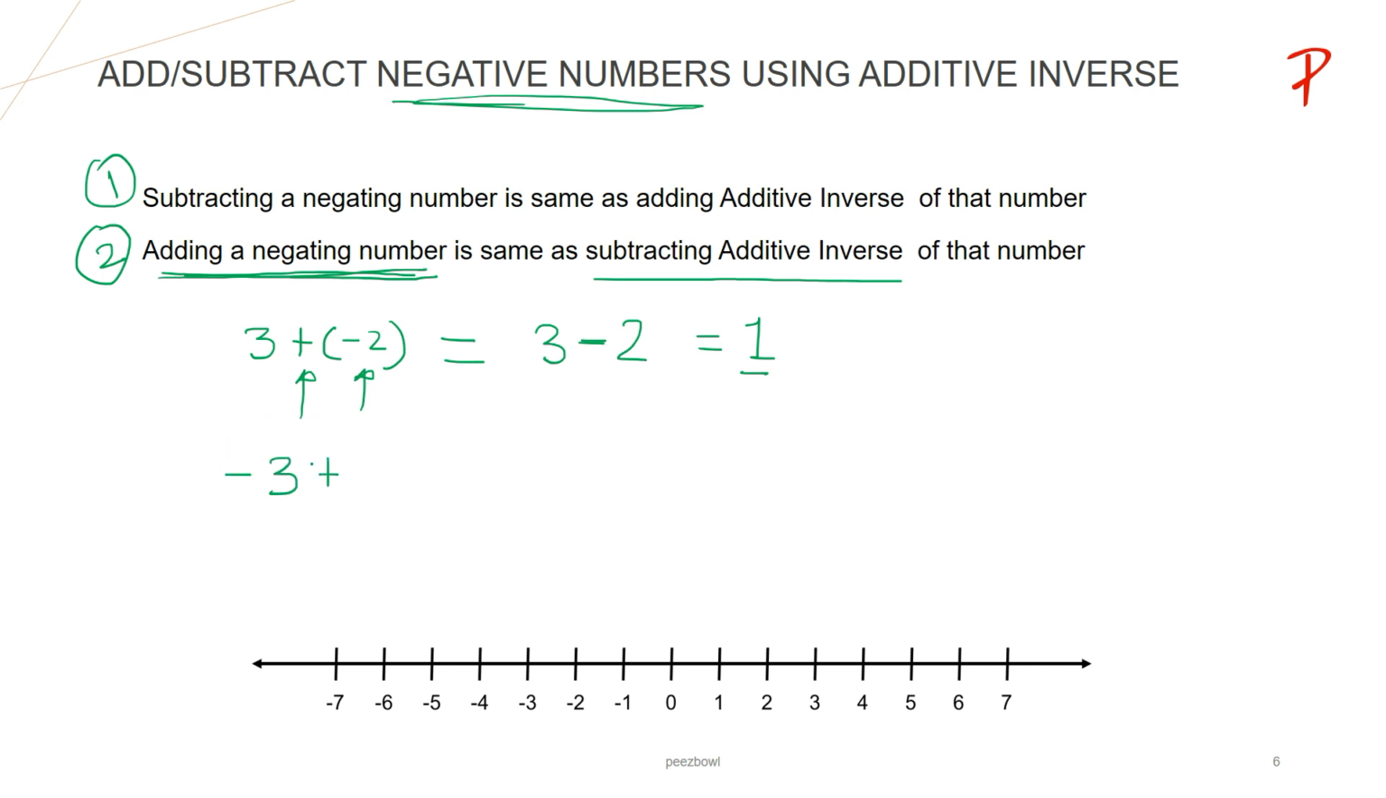Minus 3 plus minus 4 is equal to what? So as per the rule, adding a negative number is same as subtracting. So let us write minus 3 first as it is, and this is going to be subtracting, so I am putting a minus sign here. Additive inverse of minus 4 is plus 4, right? So this is going to be minus 3 minus 4.